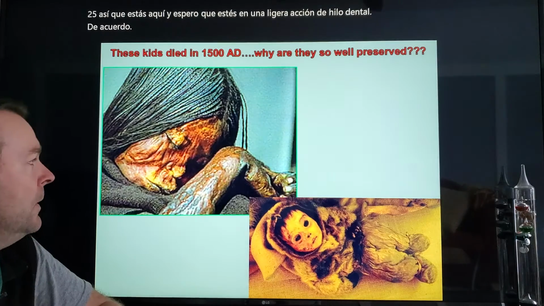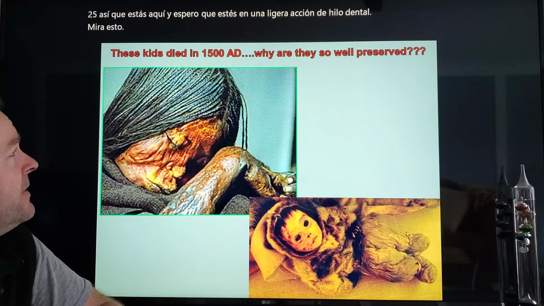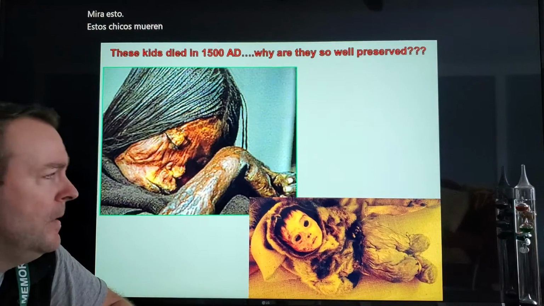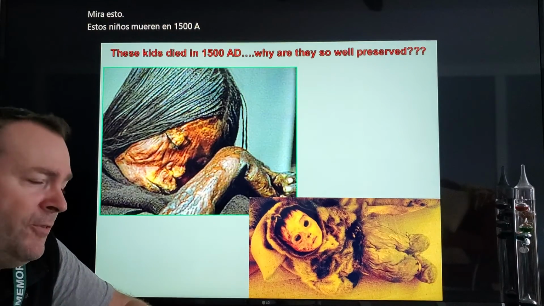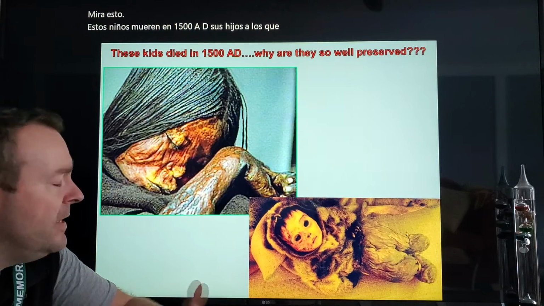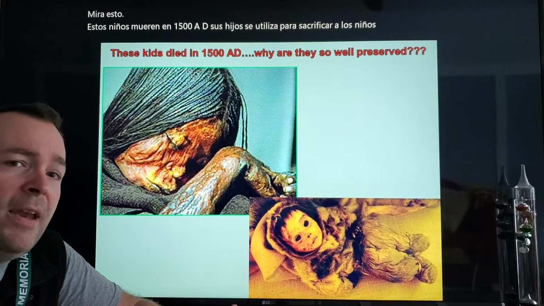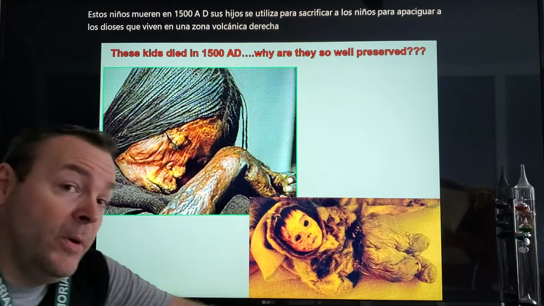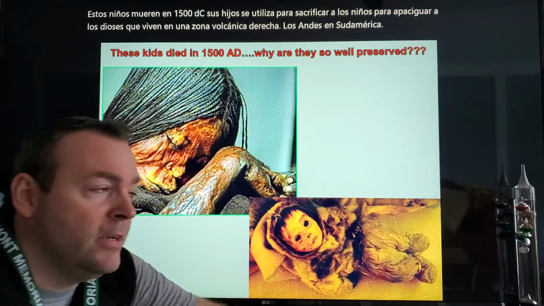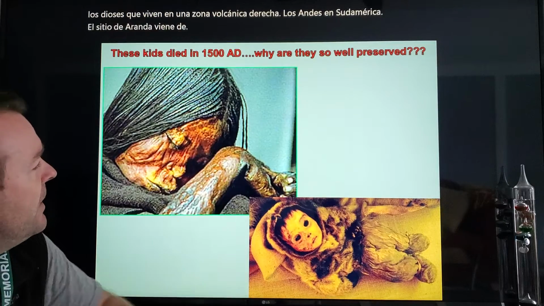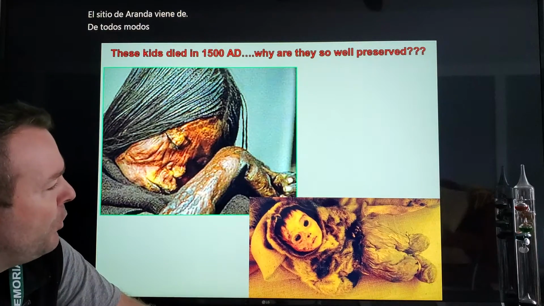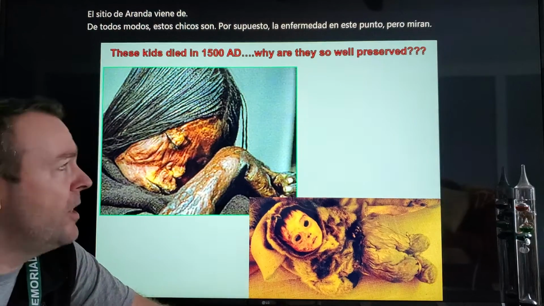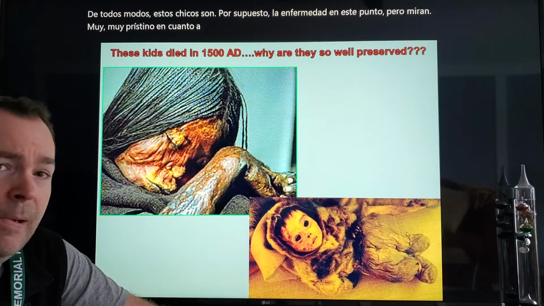Check this out. These kids died in 1500 AD. They're Inca children. The Incas used to sacrifice children to appease the gods. They lived in a volcanic area, right? The Andes down in South America, which, by the way, is where andesite comes from, right? Your igneous table there. Anyway, these kids are, of course, deceased at this point, but they look very, very pristine as far as weathering goes. Well, how is that possible?